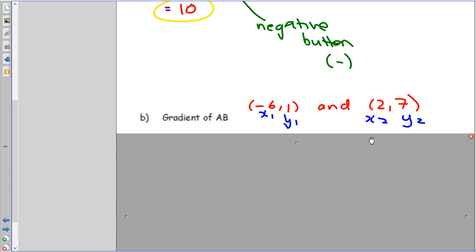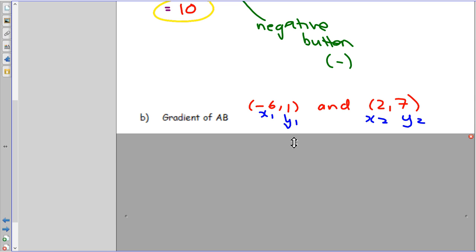Because you've just got too many numbers on the page. It's too much going on in your brain at once. So make it easy on your brain. Have it right there, and just make sure you copy them down correctly. So the gradient of AB, so x1, y1, x2, y2. Remember the gradient formula? Little m equals, can you remember?